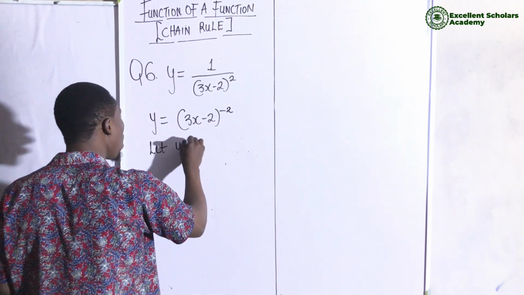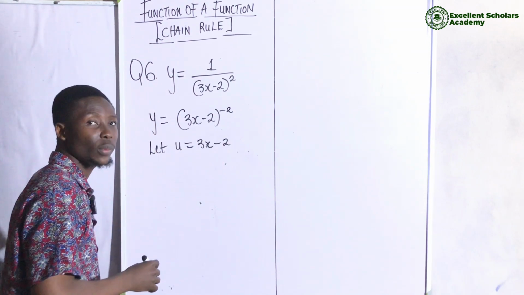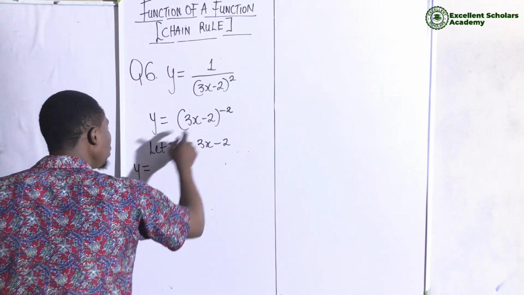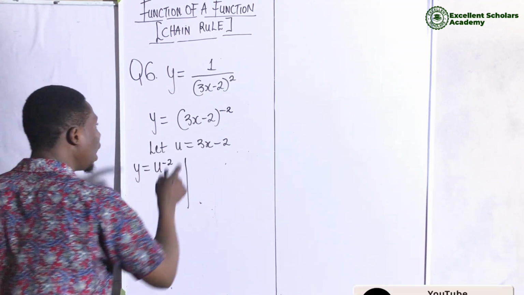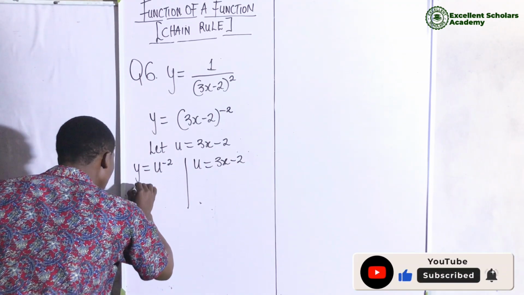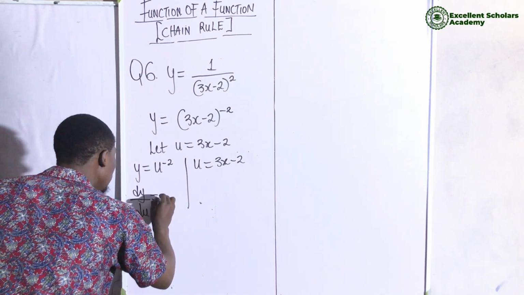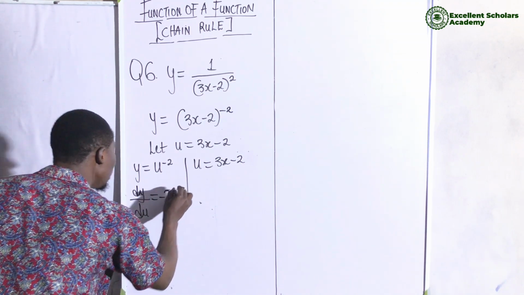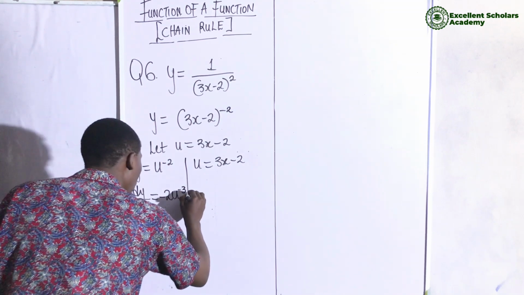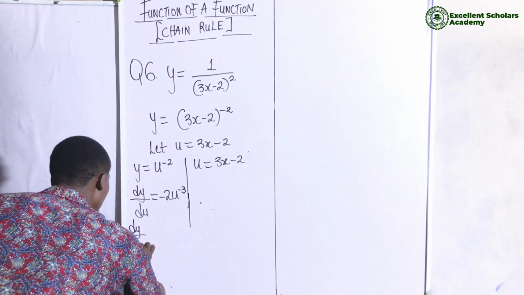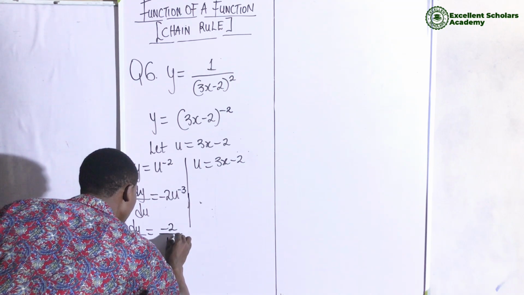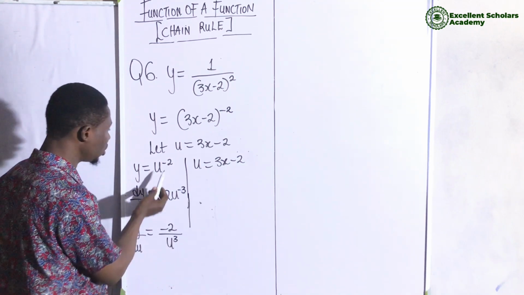So this becomes y equal to u to the power of minus 2, and then u equal to 3x minus 2. So differentiate this, this becomes dy/du, which gives us minus 2u to the power of minus 3, which finally can be written as dy/du equal to minus 2 over u to the power of 3. I hope you understand this. Differentiate this: minus 2 times this gives us minus 2. Subtract 1 from this power gives us minus 3. So this can also be represented like this.